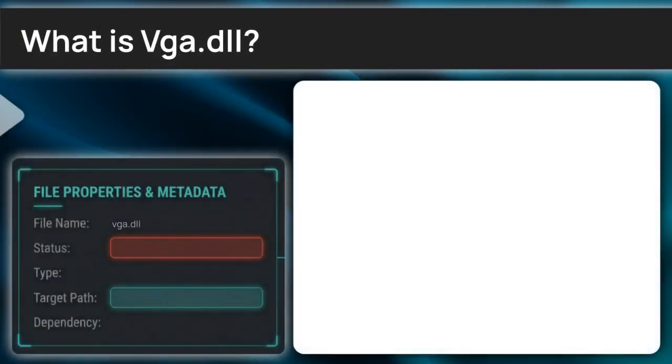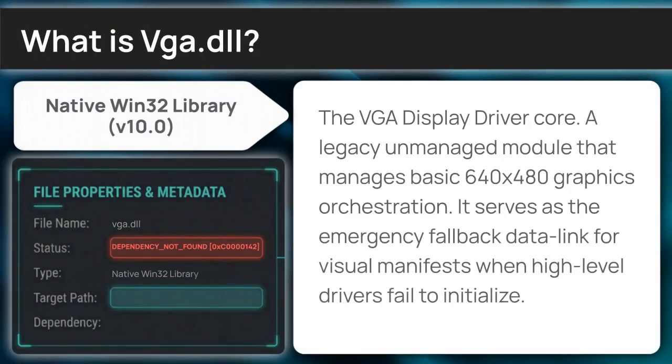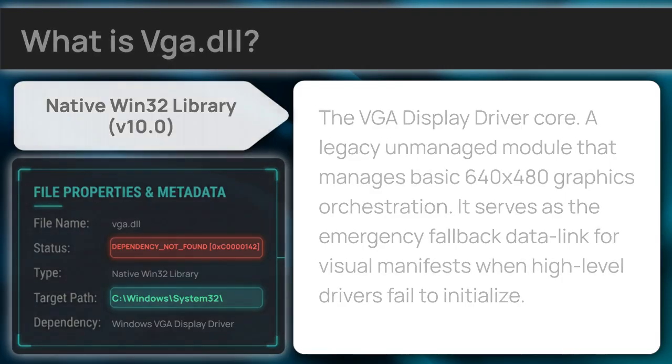This is the VGA library, the VGA Display Driver core, a legacy unmanaged module that manages basic 640x480 graphics orchestration. It serves as the emergency fallback data link for visual manifests when high-level drivers fail to initialize. Now that you know how the file works, let's focus on the how and fix the issue.